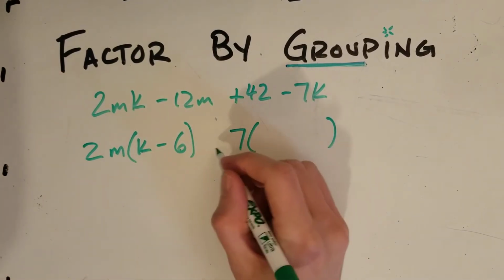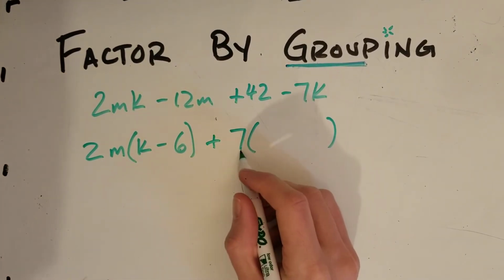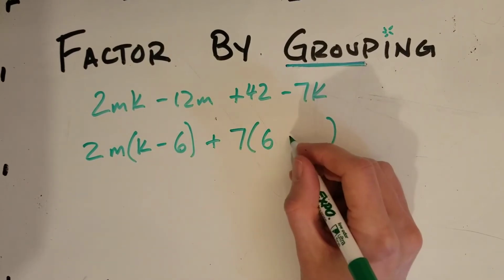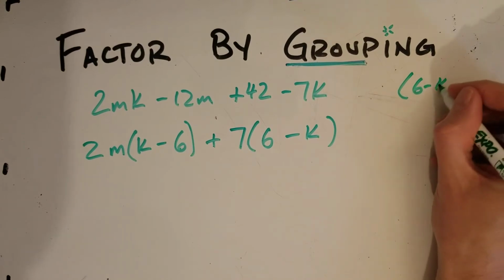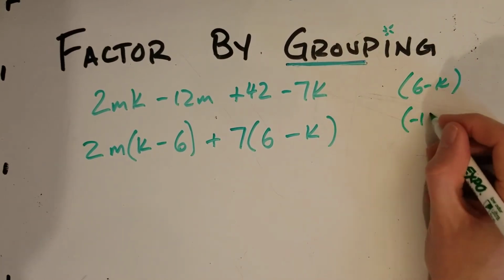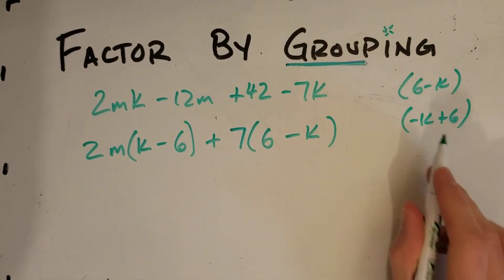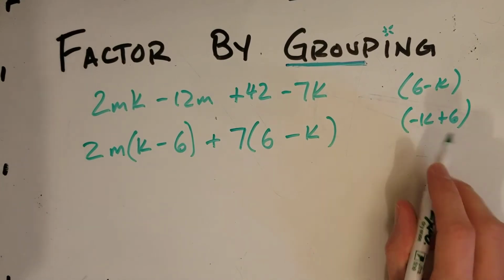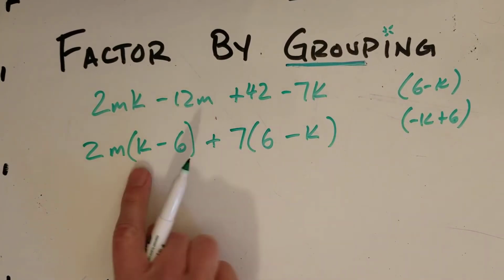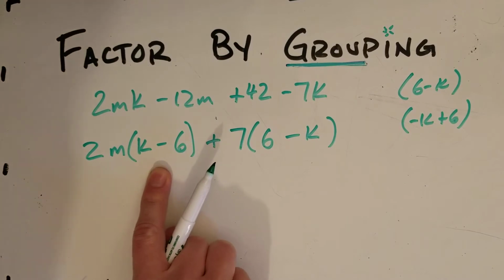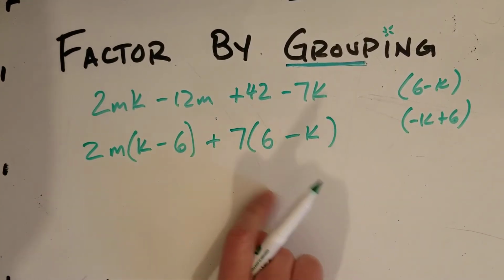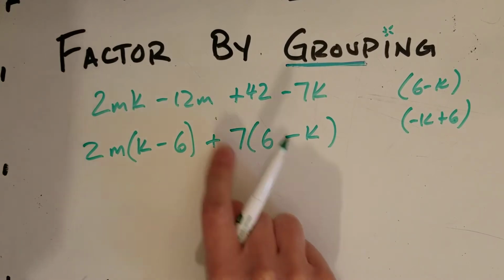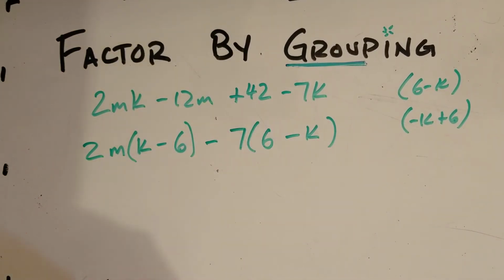Now when we do this, if we were to factor out a positive 7, we would end up with 6 minus k, which you could rewrite and say that's negative k plus 6, and in fact we're going to prefer to write it like that, but that compares to this binomial in that the signs are just the opposite. When this happens, instead of factoring out a positive 7, you're going to factor out a negative 7.